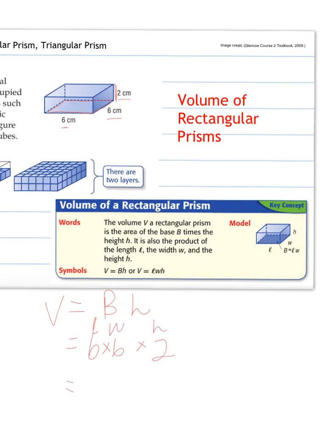6 times 6 is 36, times 2 would be 72. So the volume would be 72 centimeters. Now, since we're talking volume, it's cubed.